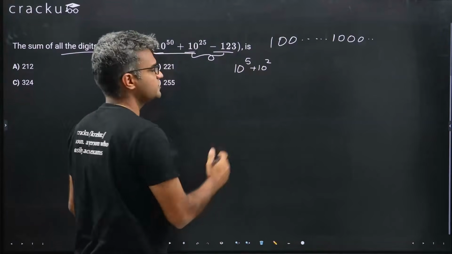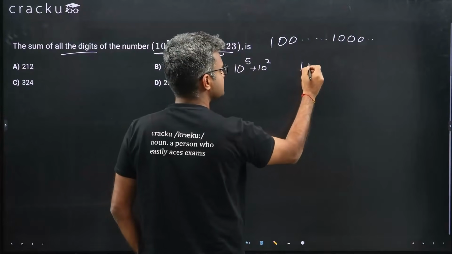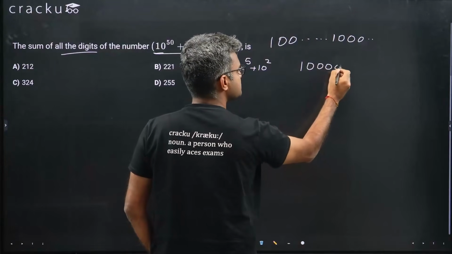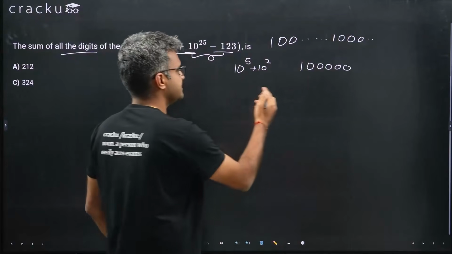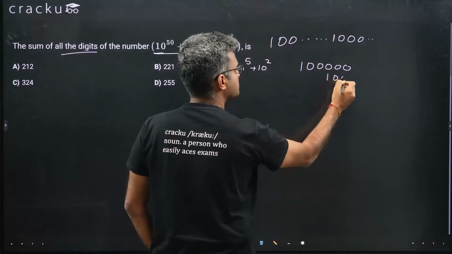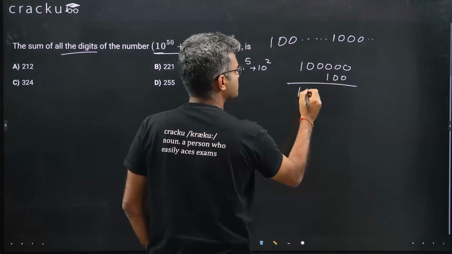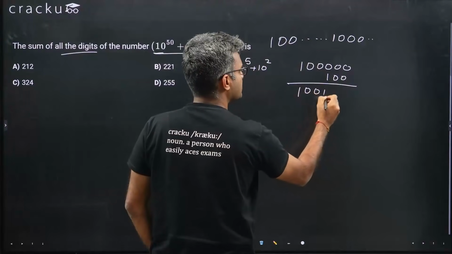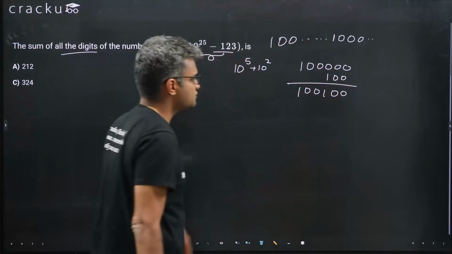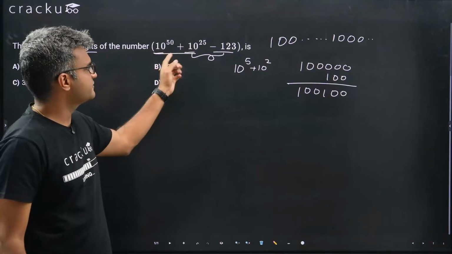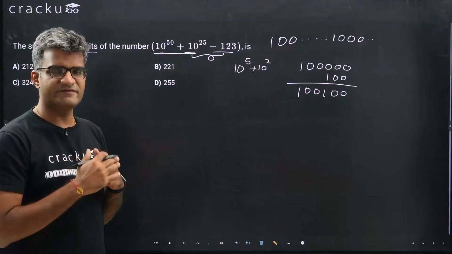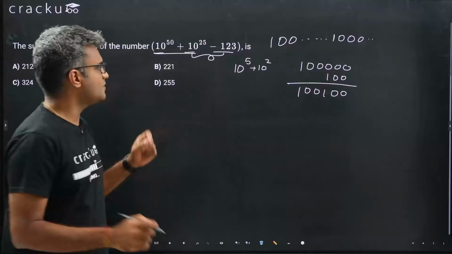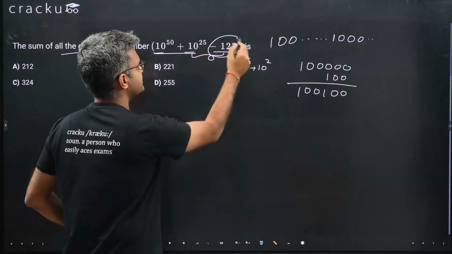How does this look? 10 to the power 5 is 1, 0, 0, 0, 0, 0. In 10 to the power 5, we'll have 5 zeros. And 10 square will be 1, 0, 0. If you are just adding both of them, you are going to get 1, 0, 0, 1, 0, 0. So if it is just 10 to the power 50 plus 10 to the power 25, we can say that it will be 2 ones and everything else will be a 0. But the complication comes because there is minus 123 over here.